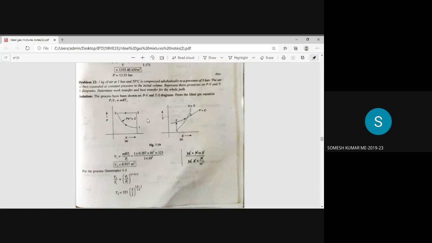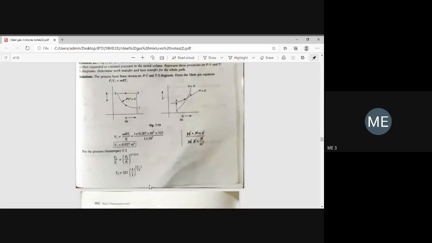It is T1 minus T3, I guess. Final minus initial. T1 minus T3, correct. That's why you should analyze this process. It is MCV into T1 minus T3. Always you have to take the difference in the temperature as final value minus initial value. Same thing we calculated here.